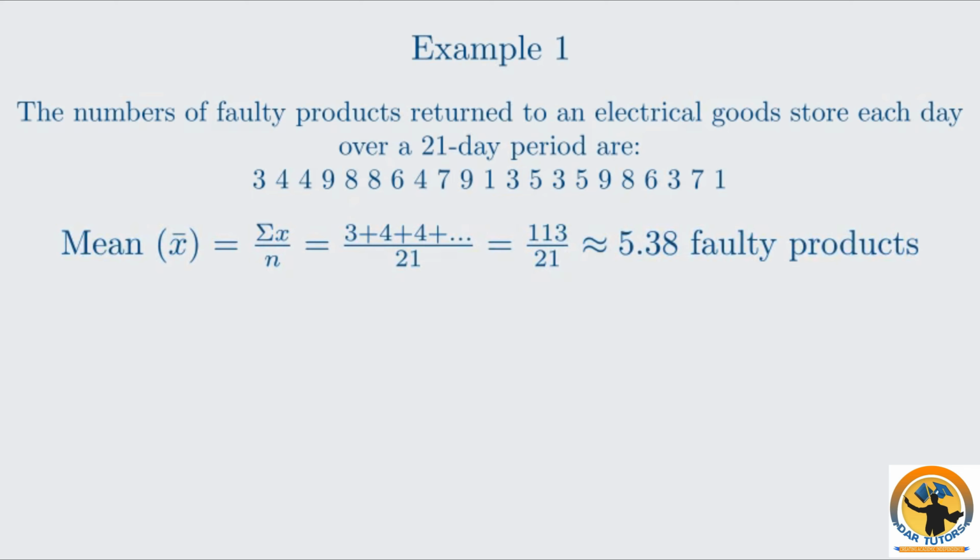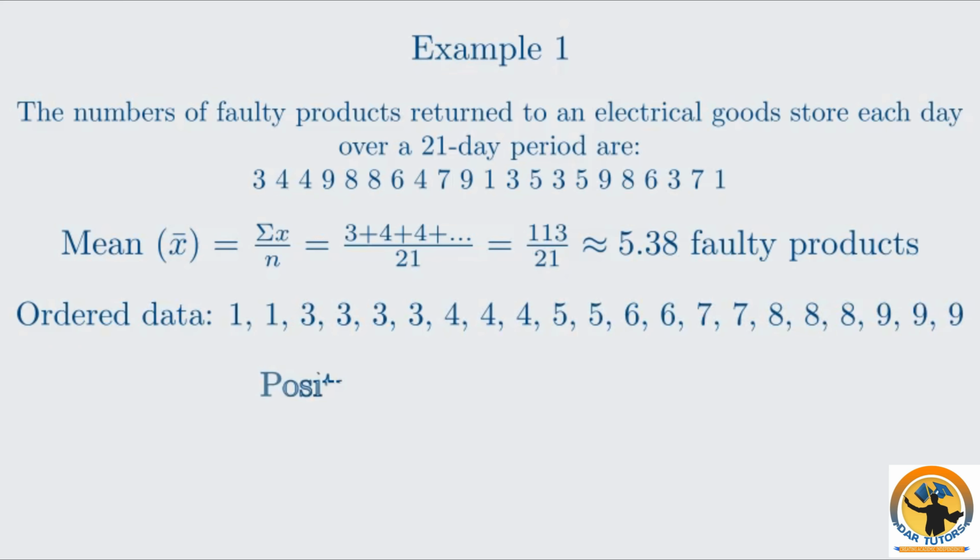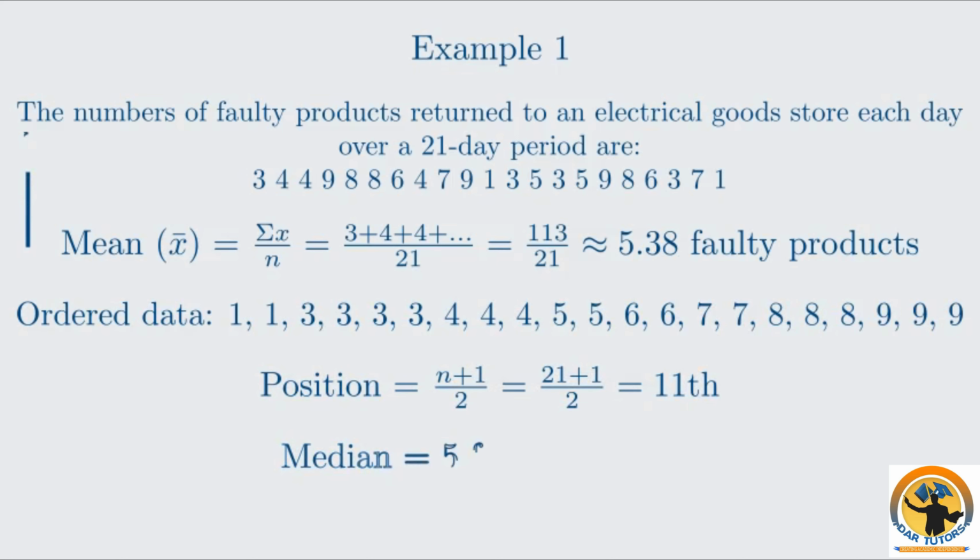Next, for the median, we need an ordered list. Let's arrange the data from smallest to largest. Here is the ordered list. Since we have 21 data points, n equals 21. The median is at the (21 + 1) / 2, or the 11th position. Counting in from either end, we find that the 11th value is 5. So the median is 5 faulty products. This means half the days had 5 or fewer faulty products, and half had 5 or more.